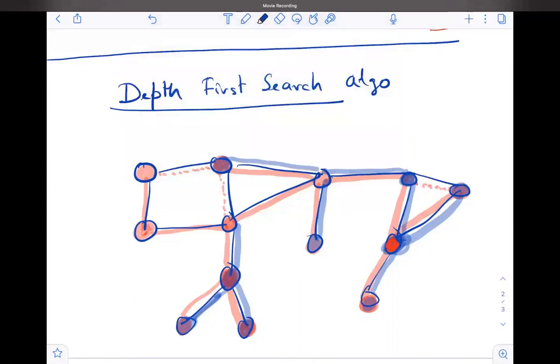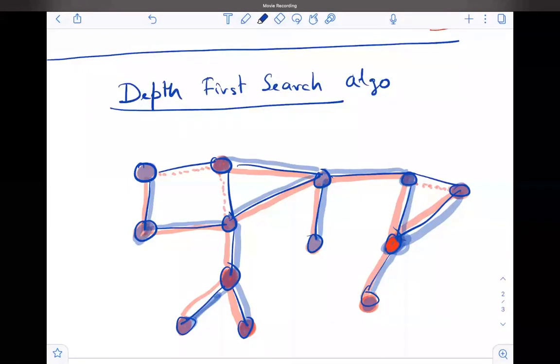At this point, this one also has nothing new to offer. So this is marked. I go back. I mark this one back. I go back. I mark this one back. I go back. I mark this one back. And we are done. Okay, so this is the high-level picture of what happens in our DFS algorithm. This is how we expect to traverse the graph.